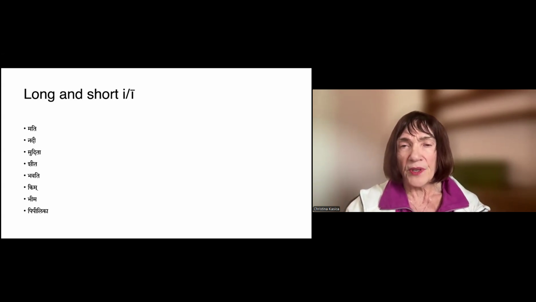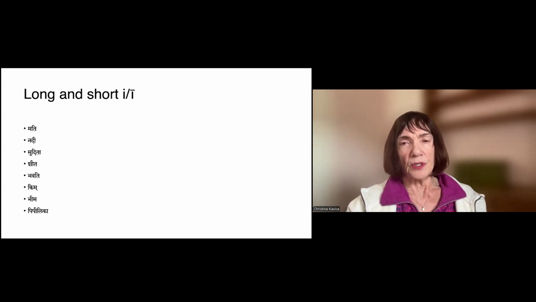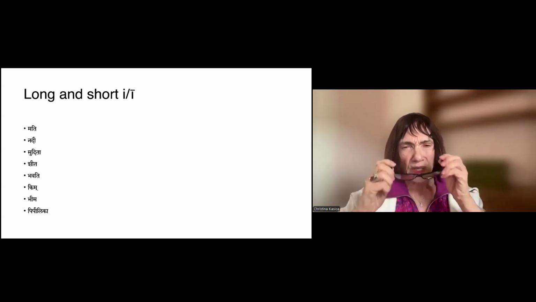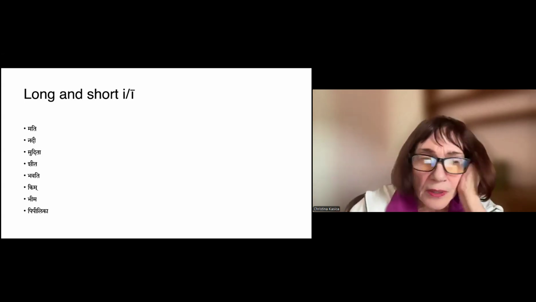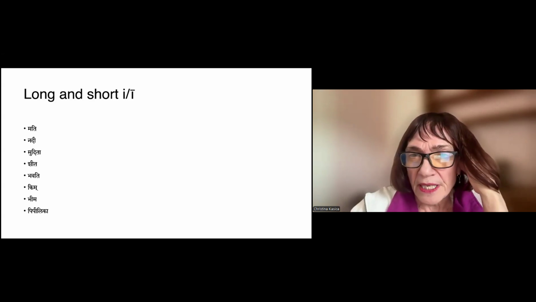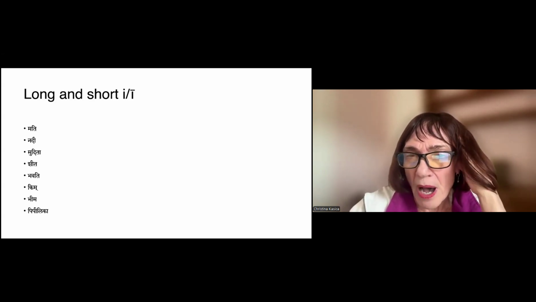So I have made some examples here for us to look at. Let's look at the first one there. The word is mate, which means mind. So if you were looking at that downstroke, is it before or after one of those consonants?